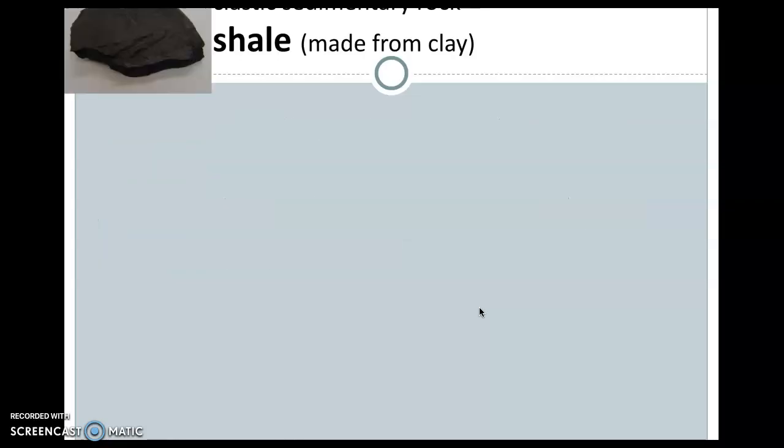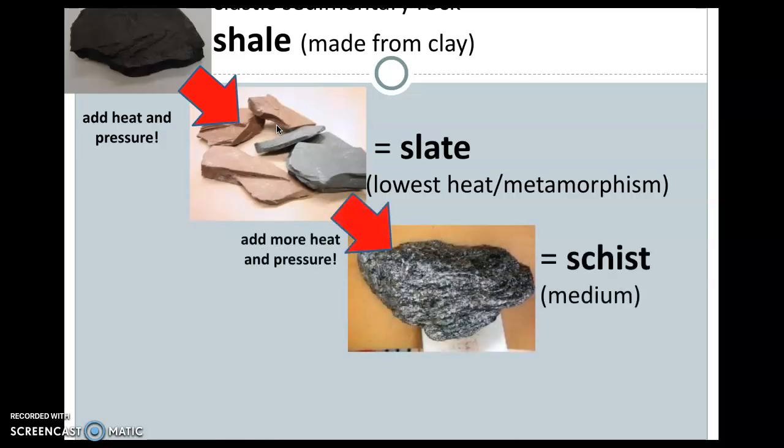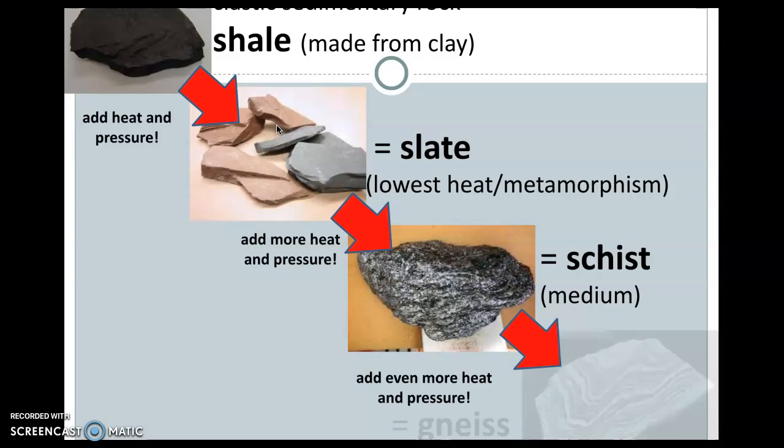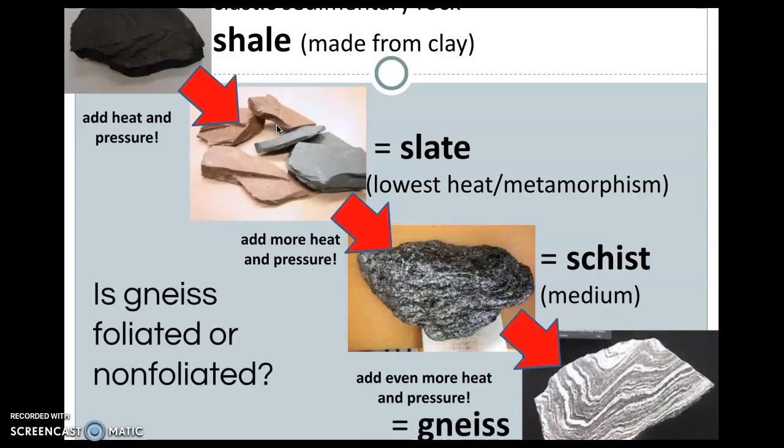So what happens with metamorphic rocks is, we have sedimentary rocks or igneous rocks or other metamorphic rocks that, when they're exposed to heat and pressure, turn into metamorphic rocks. So this is an example of shale, which is a sedimentary rock. And as we add heat and pressure, it turns into slate. Add more heat and pressure, and it turns into schist. And we add more heat and pressure and it turns into something called gneiss. And we notice that gneiss has those stripes on it, so we would say that gneiss is a foliated rock.